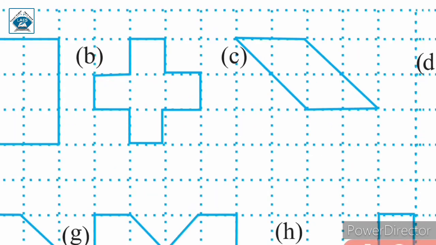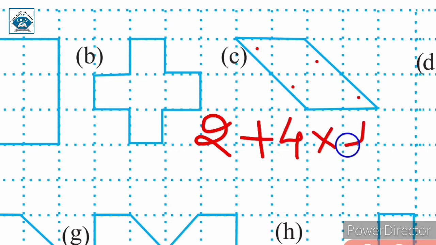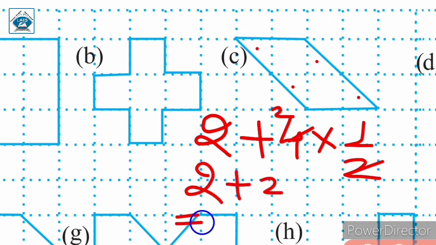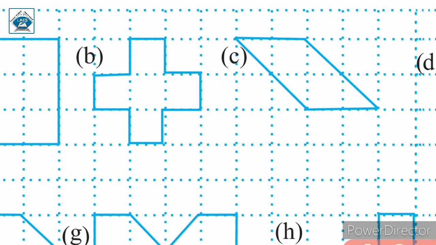So how will we find the area? It will be 2 plus, क्योंकि this is 2 full squares and कितने half squares हैं? Once again 1, 2, 3, 4. 4 half squares. So we will multiply 4 with half. So we will have 2. So 2 plus 2 which is equal to 4. So the area of this figure is 4 square units. Once again जो squares आधे ही cover हो रहे हैं उनको हम half consider करेंगे.